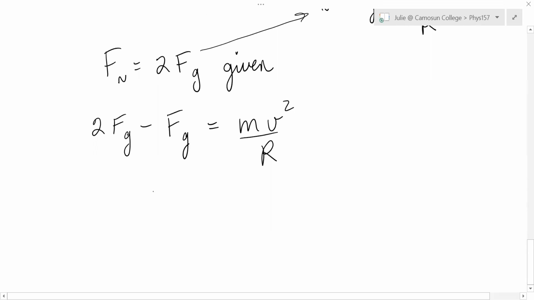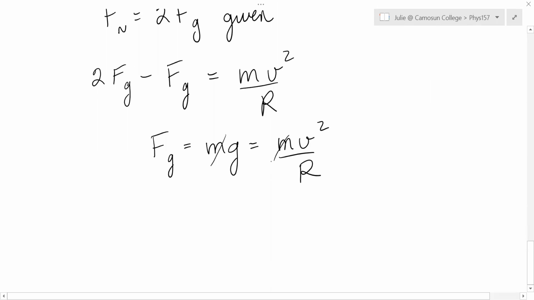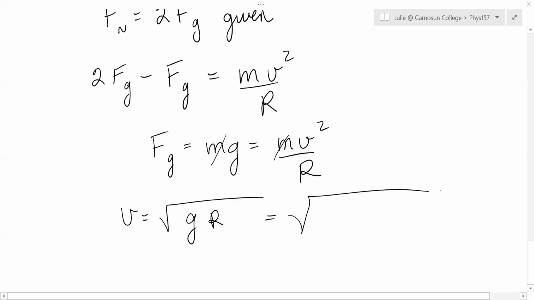So 2Fg minus Fg is just Fg, which is mg, is mv squared over r. Now notice how we don't even need the mass, it cancels out, and the speed is root gr. This combination root gr comes up quite a bit for all kinds of different situations. So this would be 9.8 meters per second squared times 115 meters for a speed of 34 meters per second. Well, 33.57, rounded to 34 meters per second.